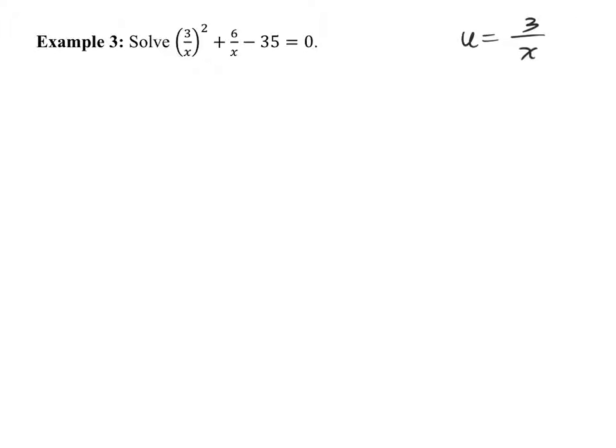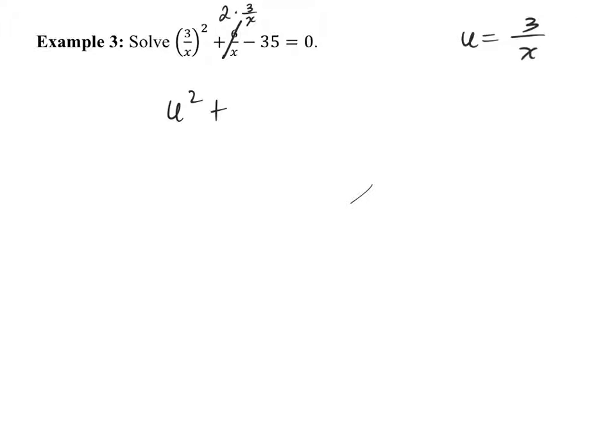Because 6 over x is just 2u, and 3 over x is really just double 3 over x, isn't it? And I see that 3 over x is squared, so I want to make this equation u squared, don't I? Well, that means let's let 3 over x equal u in this case. But what does that mean? That means that we have to break this into 2 times 3 over x.